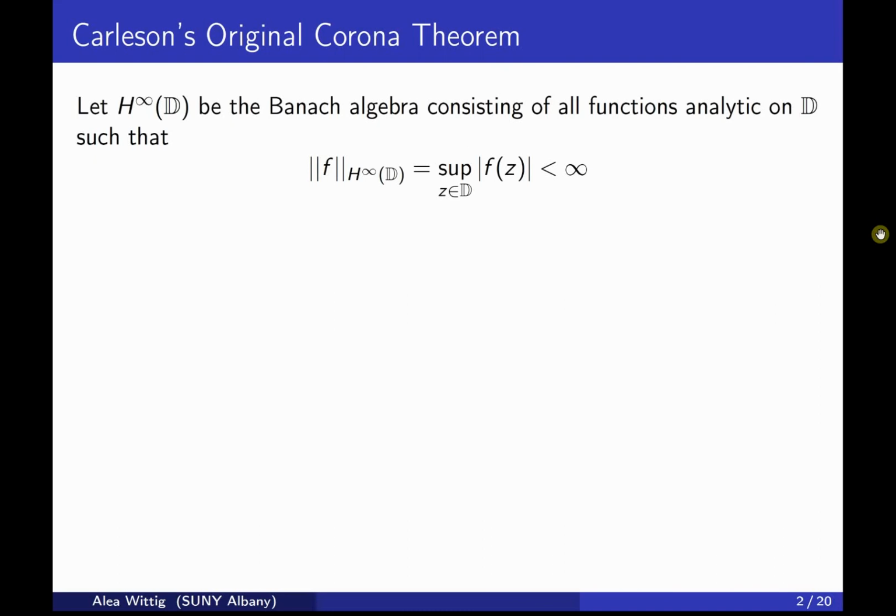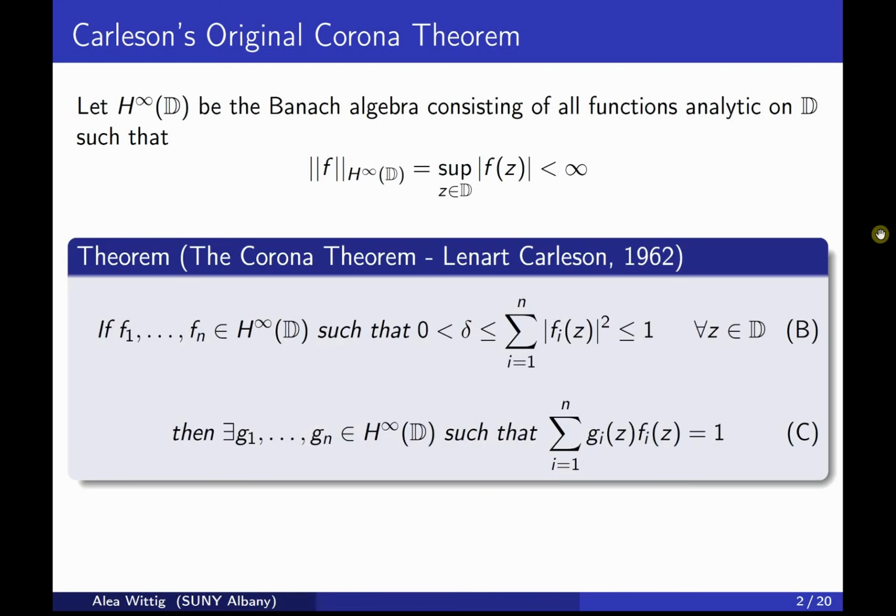Let H infinity be the Banach algebra consisting of all functions analytic on the open unit disk with bounded supremum norm. Lennart Carlson proved the corona theorem in 1962. There are a couple of equivalent statements of the corona theorem. The one we will be using today is the more elementary version.